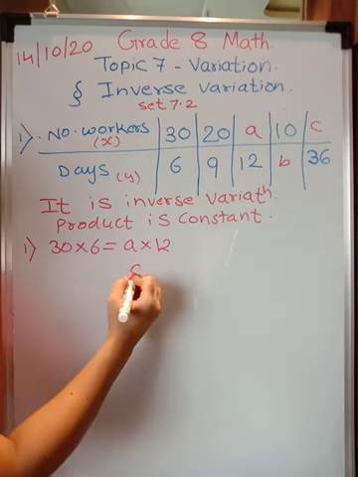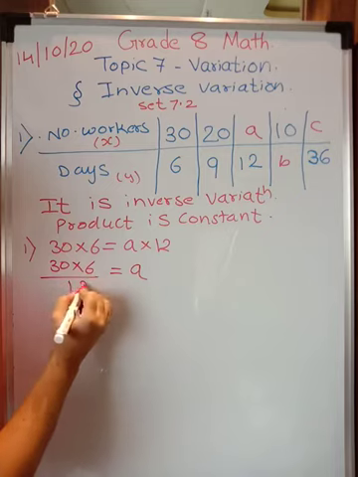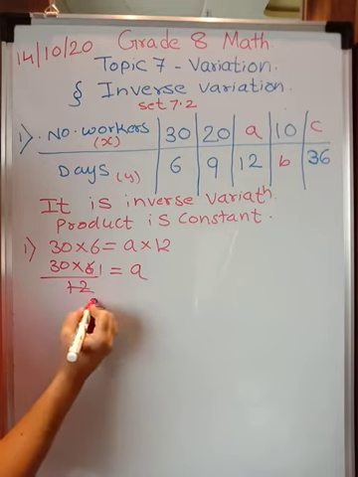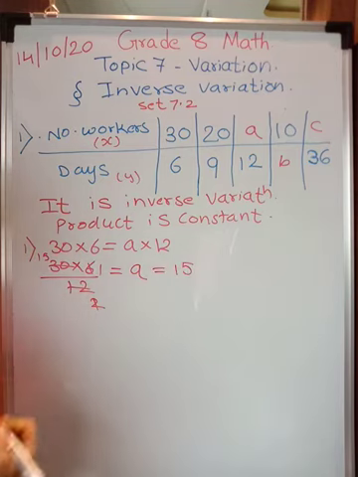Now what I want to find? A. So what will be my A? 30 into 6 upon 12. 6 ones are 6, 6 twos are 12, 2 ones are 2, 2 fifteens are 30. So A will be equal to 15. Got it? Now question number 2.